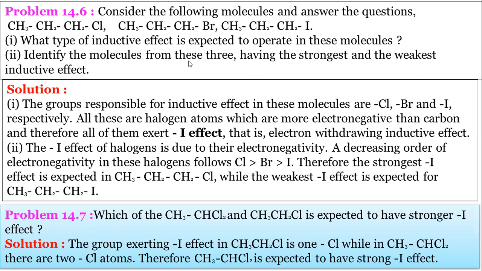Identify the molecules from these three having the strongest and the weakest inductive effect. Yes, anyone can guess which of this chlorine, bromine and iodine, which is स्ट्रॉंगेस्ट इंडक्टिव्ह इफेक्ट. ते कशावर डिपेंड असतं ते सांगतो मी तुम्हाला. या क्लोरीन, ब्रोमीन आणि आयोडीन म्हणजे जो सर्वात जास्त इलेक्ट्रोनिगेटिव्ह आहे, तो सगळ्यात जास्त विड्रॉइंग इफेक्ट दाखवेल. लक्षात घ्या. मीन्स this chloropropane, bromopropane and this is iodopropane.